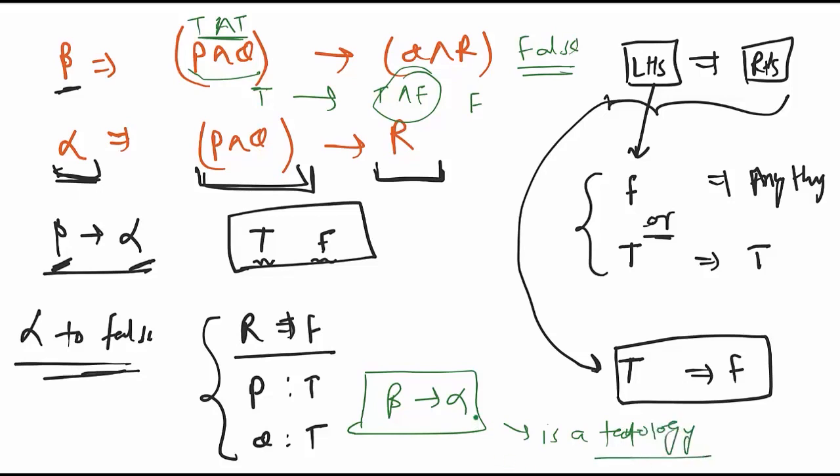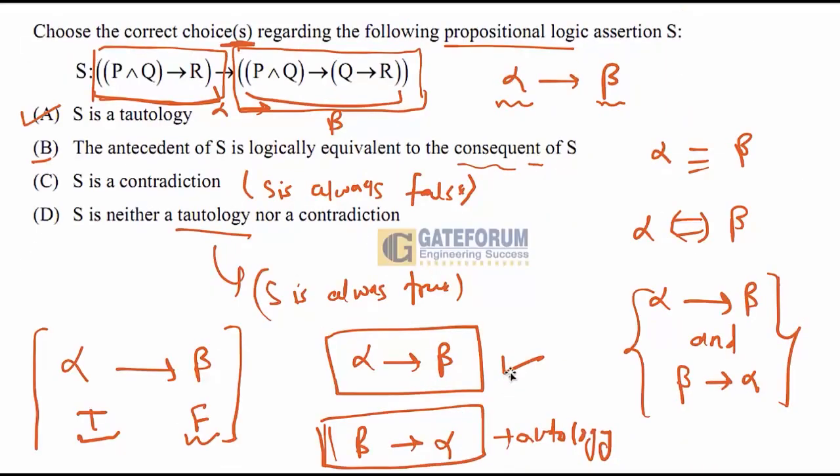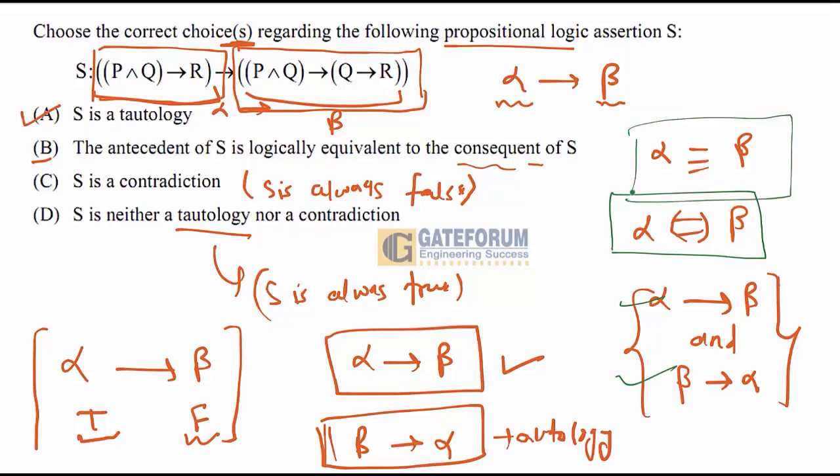Right? So I can say that these are logically equivalent. Why? Because alpha imply beta is also there and beta imply alpha is also there. That's why alpha is bi-implying beta. That means that alpha and beta are actually equivalent, right? So I can say that B option is also correct.